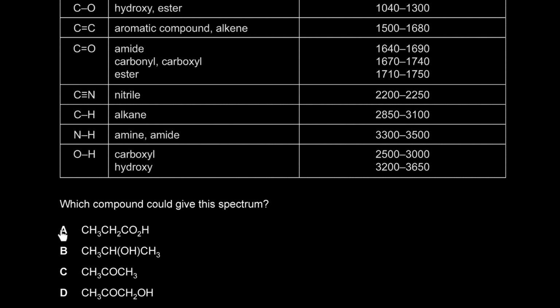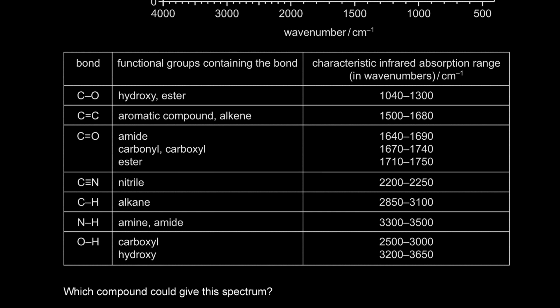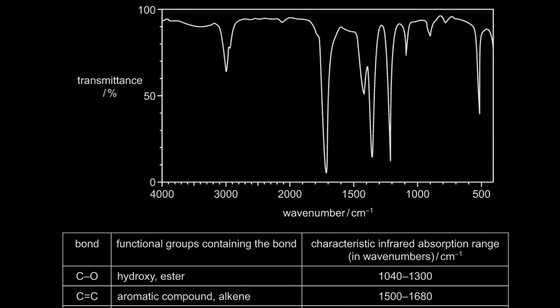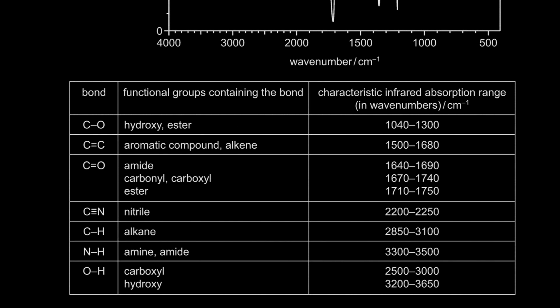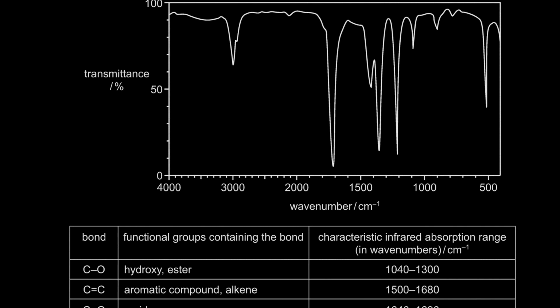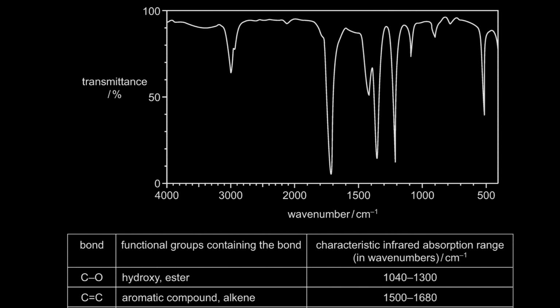Now, if you notice over here, compounds A, B, and D have an OH group. We have a CO2H here, that's COOH. So we have an OH group in A, an OH group in B, and an OH group in D. If you look at the spectrum, is there an OH absorption present? The OH peak can come from a carboxyl group, from a carboxylic acid, around 2500 to 3000, or it can come from an alcohol, a hydroxy group, around 3200 to 3650.